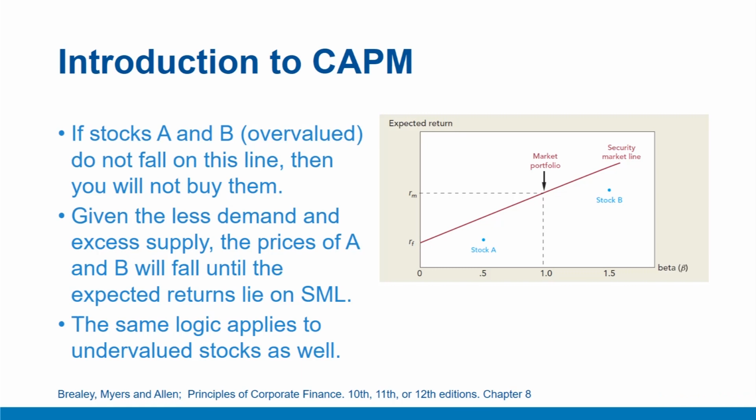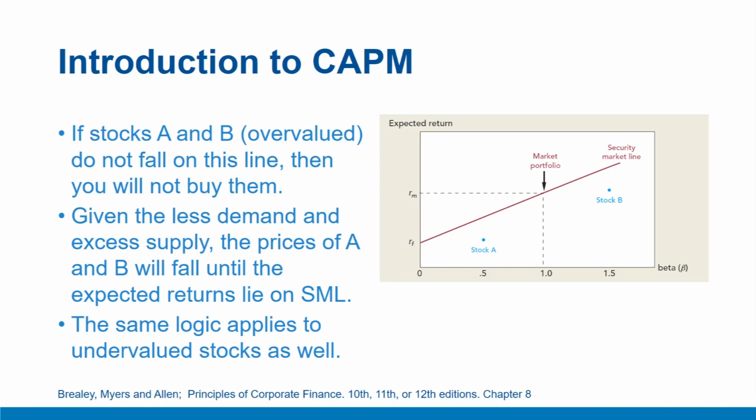If everybody shares your view, then everybody will sell or short sell A. Given this excess supply of A, the price of A will fall until its expected return matches with that of the equilibrium SML, security market line. Similarly, for B, one can obtain a position on SML by borrowing 50% of your wealth at RF and investing 150% of your wealth in market portfolio. Again, if everybody agrees with this, then with the same logic, stock B will fall on SML.